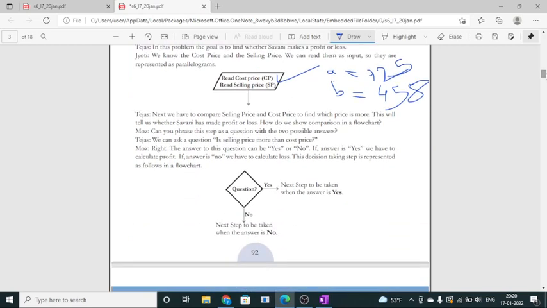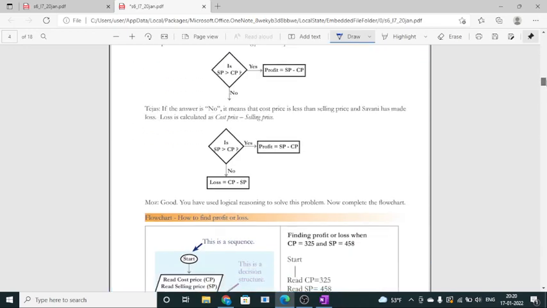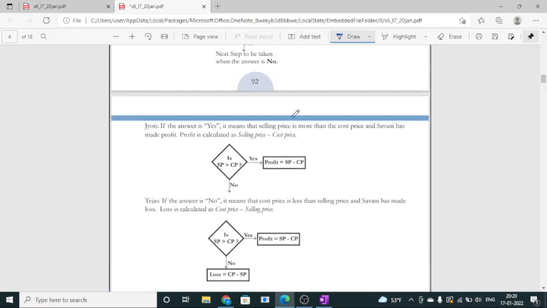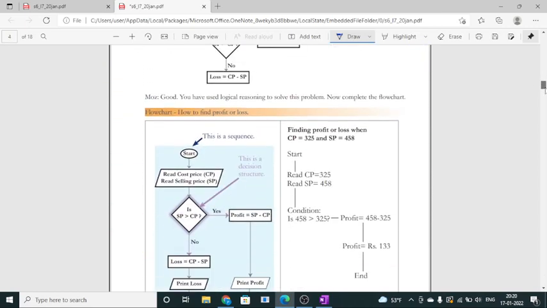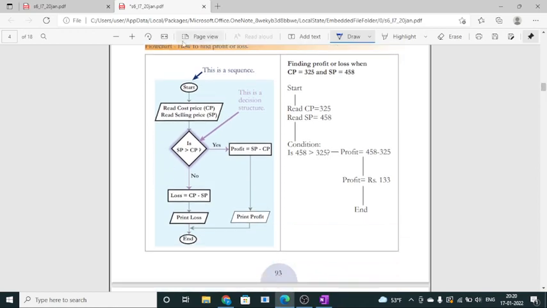Process 3 completed. First we'll have to do start, then second we have to read value a, 325, and next we have to read value of b, 458. Understand? Now we'll be doing the fourth step. What is the fourth step? There is a condition from that question. Let me help you understand here. So this is what we have done.